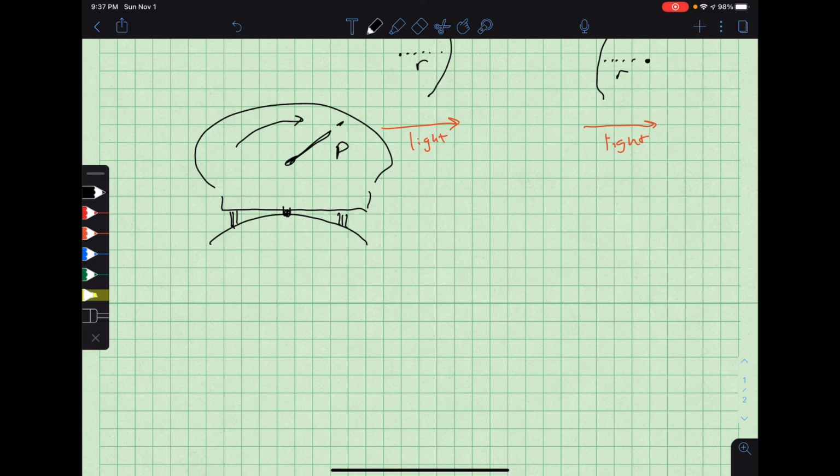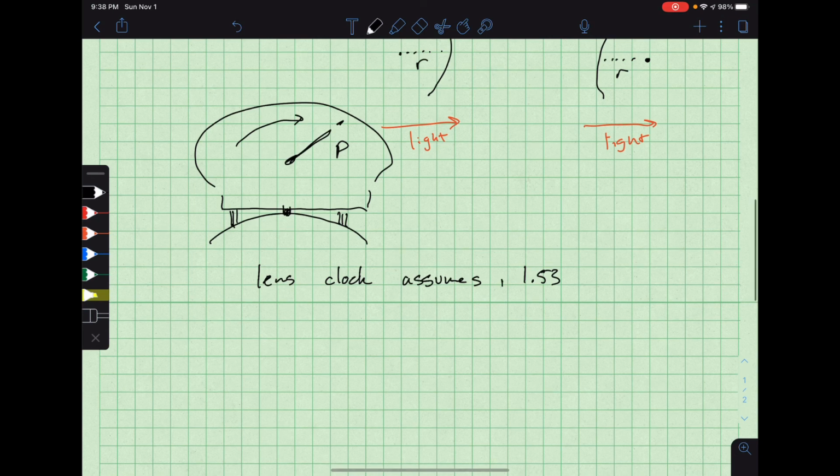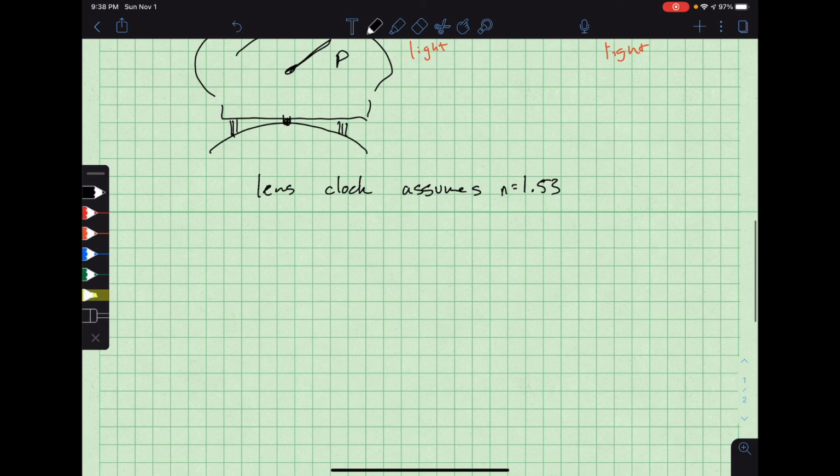Now that lens clock has to be calibrated, so the lens clock assumes a certain index of refraction for the lens, which is 1.53. Some lenses might have an index of 1.53 and some might not. So we have to calibrate the power and the radius differently. You can measure the power from the location of an image. So you'll do that in the lab anyway for each SSRI using image location.